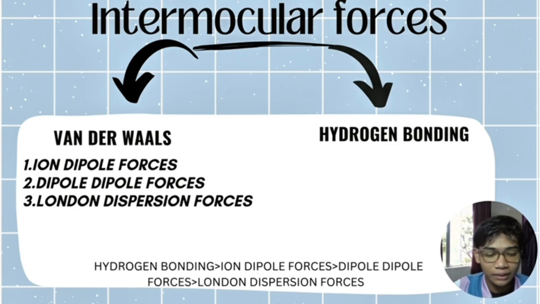Intermolecular forces can be divided into two main groups, van der Waals forces and hydrogen bonding. Van der Waals forces consist of three types: ion-dipole forces, dipole-dipole forces, and London dispersion forces. Hydrogen bonding is a strong type of dipole-dipole force. It occurs when hydrogen is bonded to highly electronegative atoms such as oxygen, nitrogen, or fluorine.